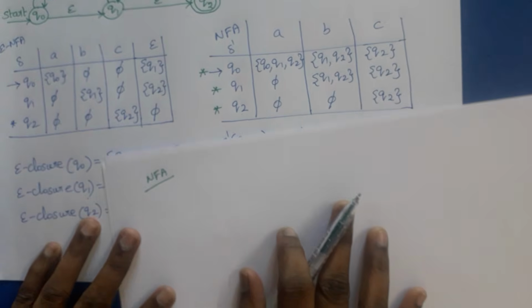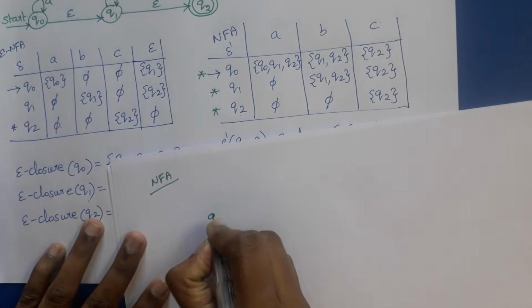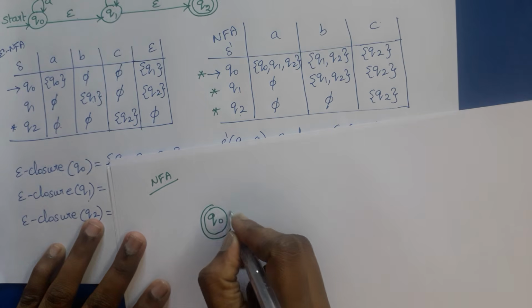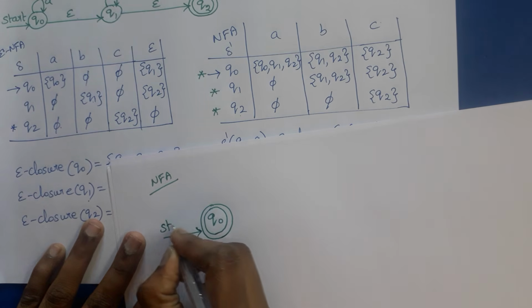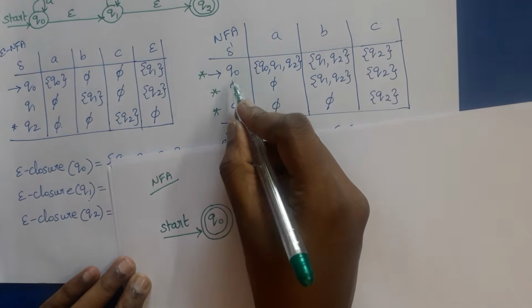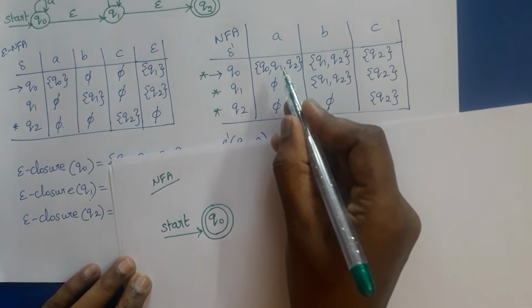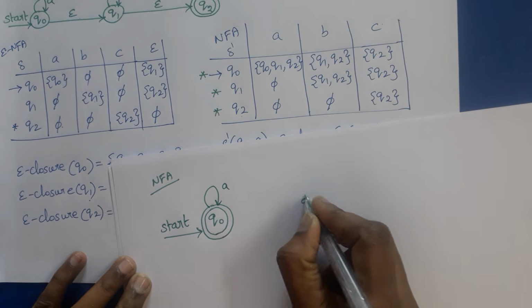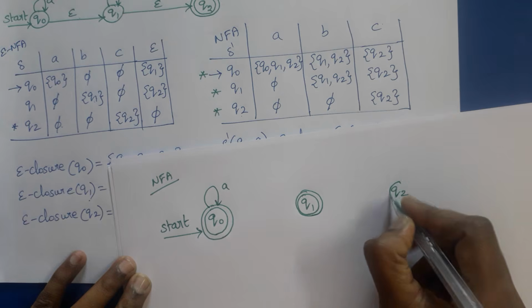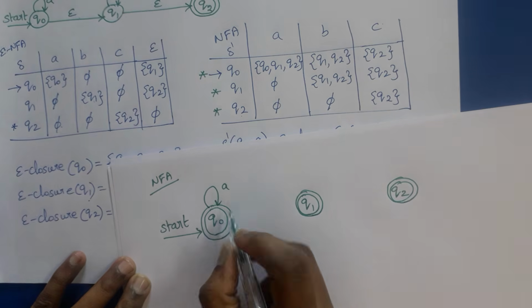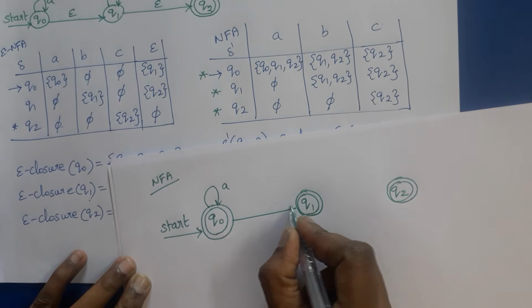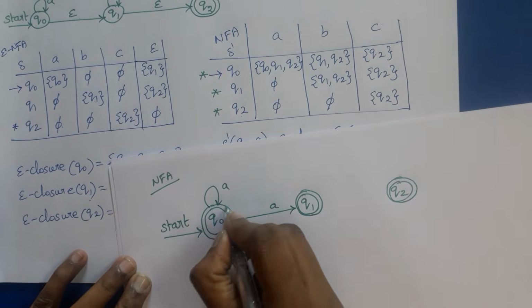Now we can draw the NFA transition diagram. Q naught is both the start state as well as a final state. Q1 is also a final state, and Q2. All the states are final states. From Q naught, A goes to Q naught, Q1 and Q2.